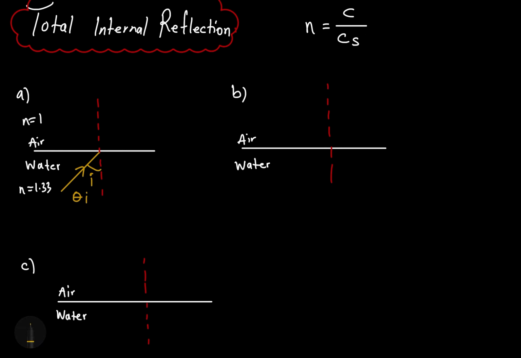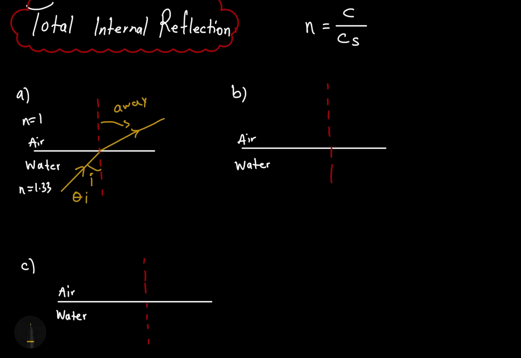So, let's say a ray of light, for example, in picture A, is going from water to air. Now, we know that water is more dense than air, so the ray of light is definitely going to speed up. If a ray of light speeds up, the light bends away from the normal line, and it goes away, like this. So this is known as refraction.